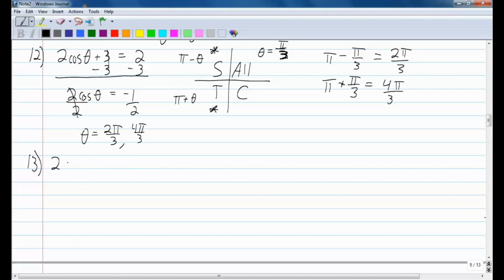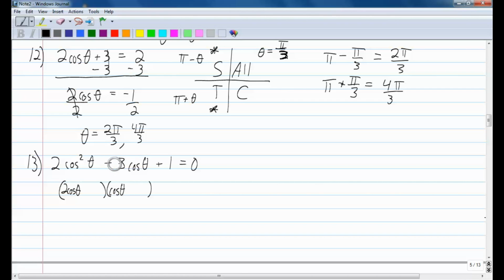Alright, 2 cosine squared theta minus 3 cosine theta plus 1 equals 0. Alright, so this is a quadratic. So we need to factor it like we would a quadratic. So this first factor starts out 2 cosine theta. The next factor starts out cosine theta. Then I have to use the factors of a positive 1. Now when I multiply the factors together, I want to get positive 1. So either it's a positive 1 and a positive 1 or a negative 1 and a negative 1.